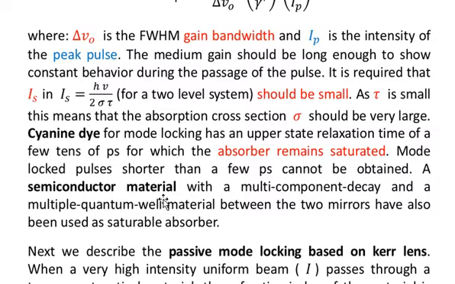A semiconductor material, however, with a multi-component decay, and a multi-quantum well material between the two mirrors, have also been used as a saturable absorber with relatively shorter times for the pulses.